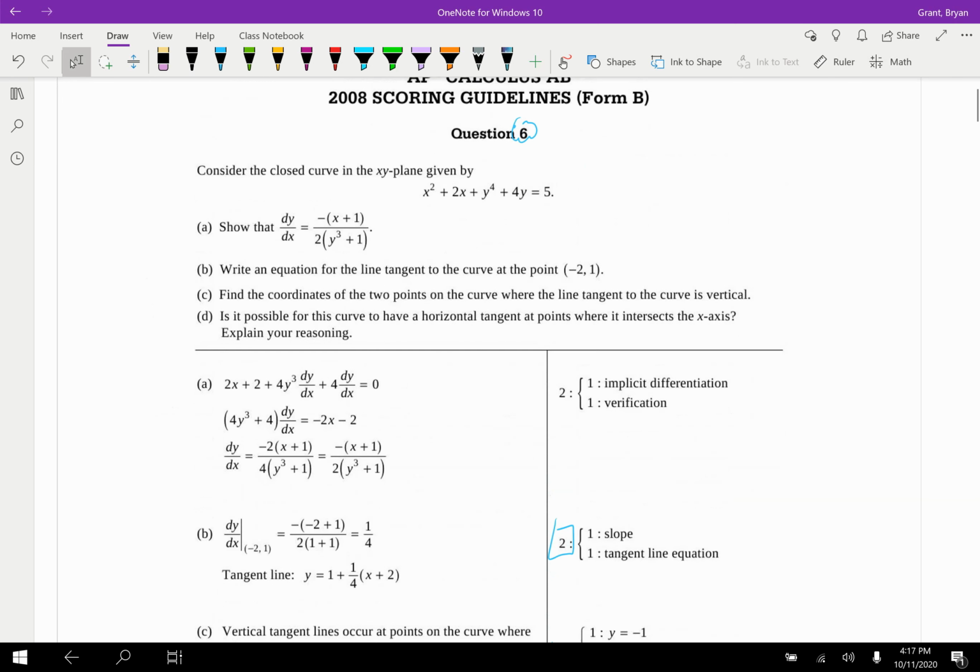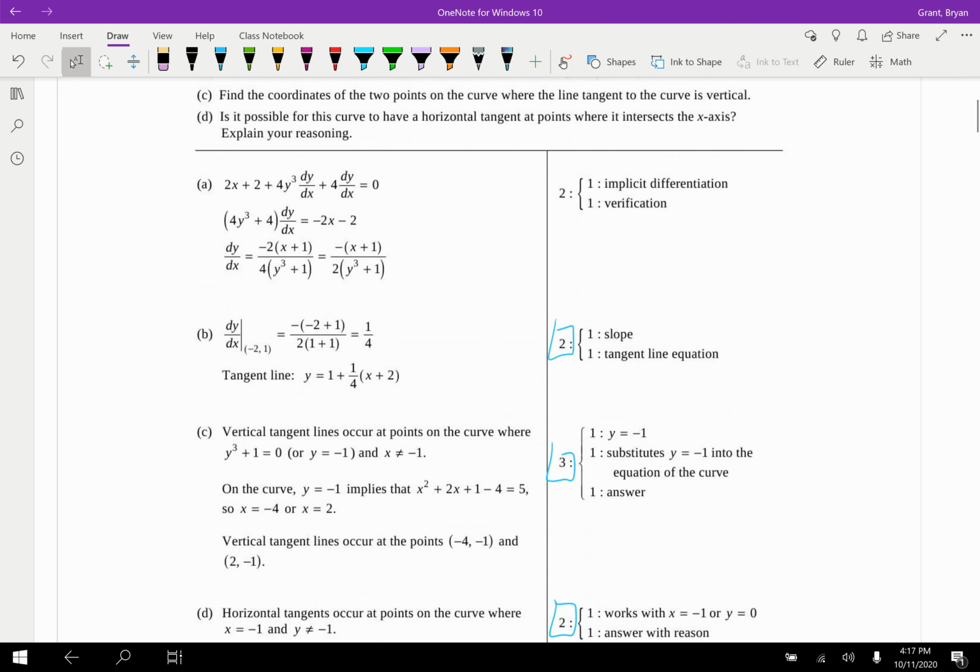I was in college in 2008. So I do not have the extra scoring notes here.